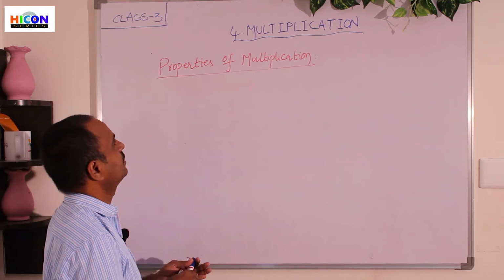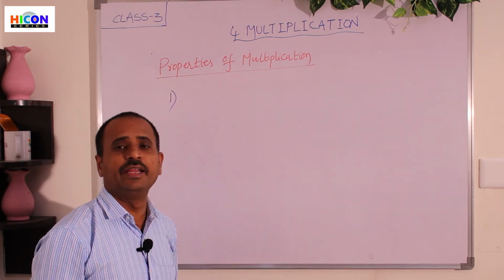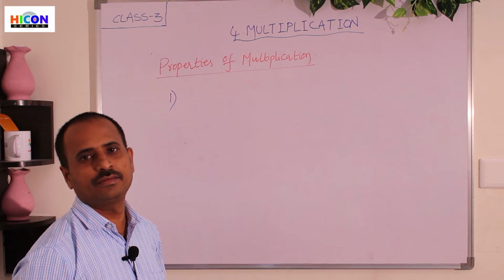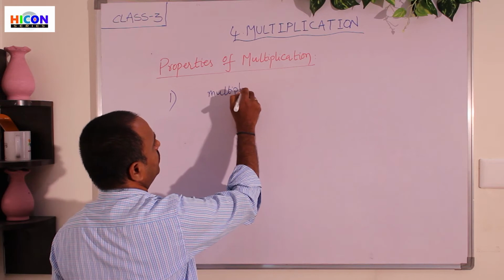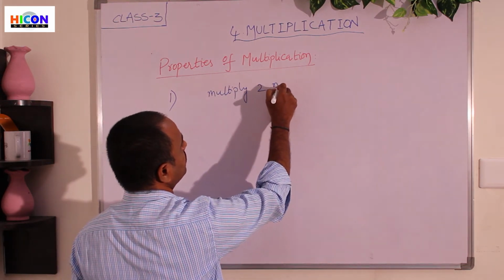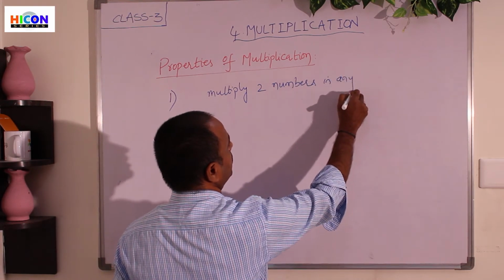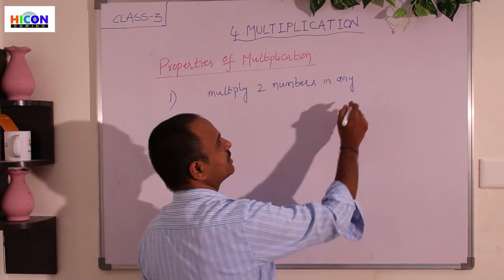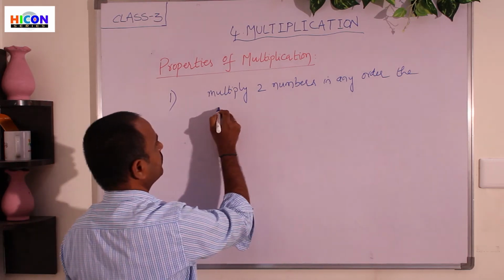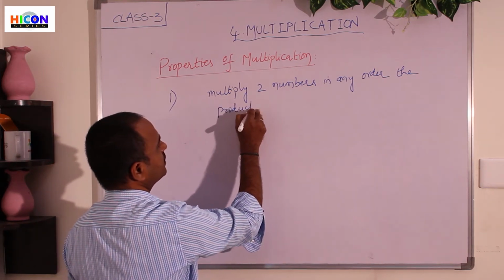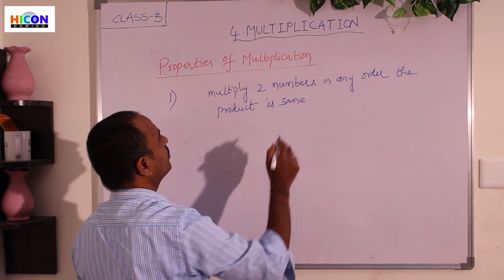The first property of multiplication is: if we multiply any two numbers in any order, the product is the same. So children, this is the first property of multiplication.